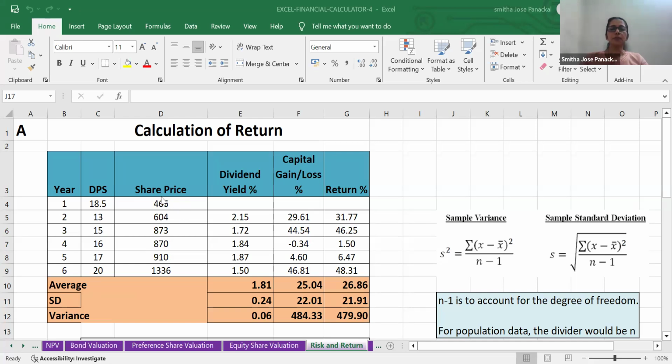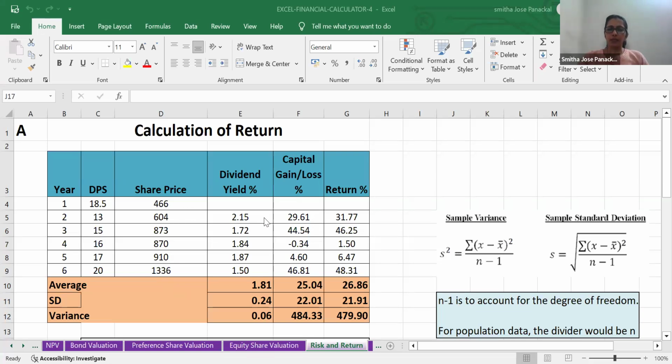Listen. And these are the share prices. These are the market prices. In the first year, the market price is 466, then 604, like that it is increasing. And you want to know the dividend yield as well as capital gain or loss. Okay.